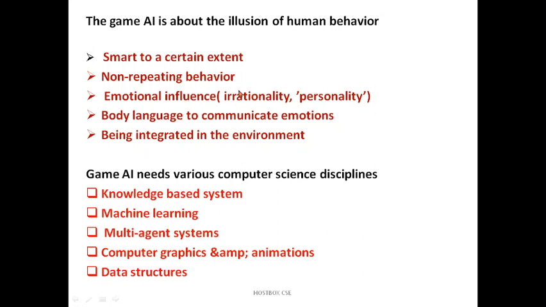That is important. In chess, for example, what happens if you move the chess piece, and if your king is attacked by the other player, how do you save it, and so on. All moves are important here. Then game AI needs various computer science disciplines, like knowledge-based systems, machine learning, multi-agent systems, computer graphics and animations, and data science finally. These are the disciplines required to develop the software.